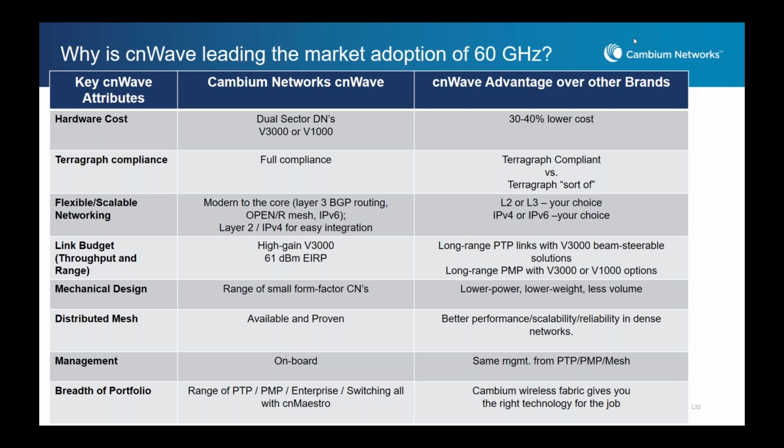The flexible and scalable networking. This really is a modern, latest generation product. Behind the scenes, it has layer 3 BGP routing. It has this open ARM mesh technology, which really is light years ahead of where mesh protocols were 5-10 years ago. It supports IPv6, again, under the hood and behind the scenes.